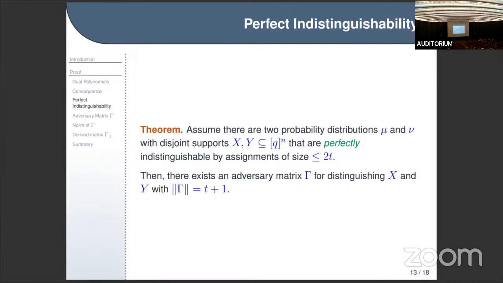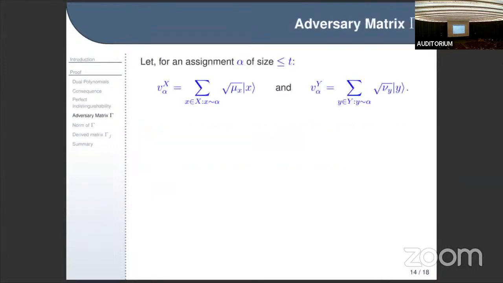Now I will explain how I get this matrix gamma. That was gamma tilde on the previous slide. I just stripped all tildes because I won't need them anymore. This is the technical part of the argument. I take an assignment alpha of size that doesn't exceed t. This means I fix at most t input variables, and I define two vectors, in the space with bases given by the inputs.